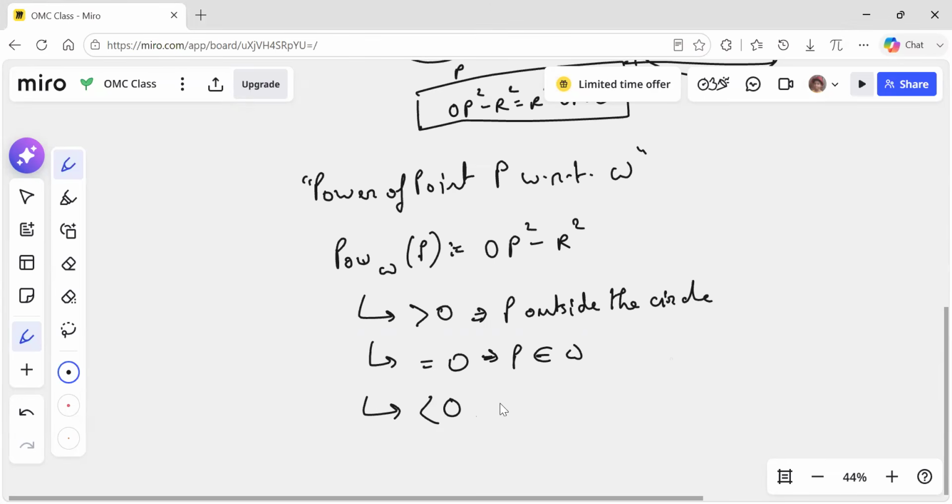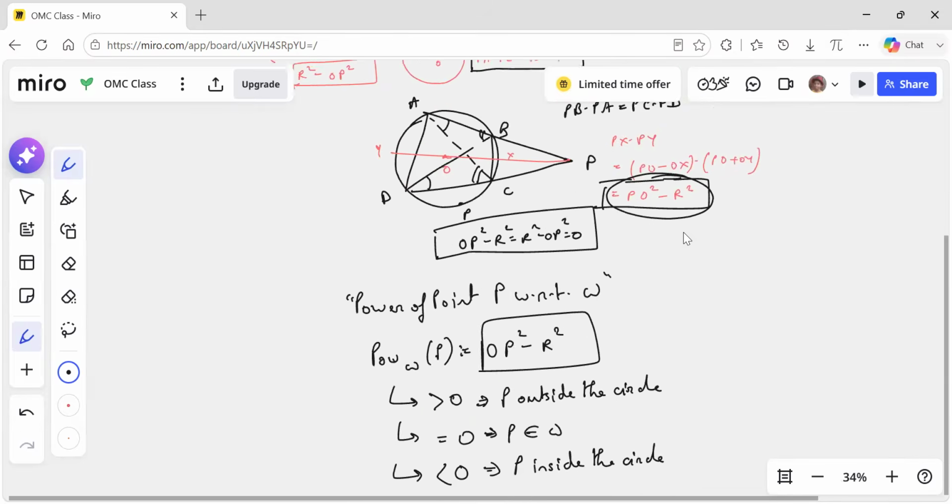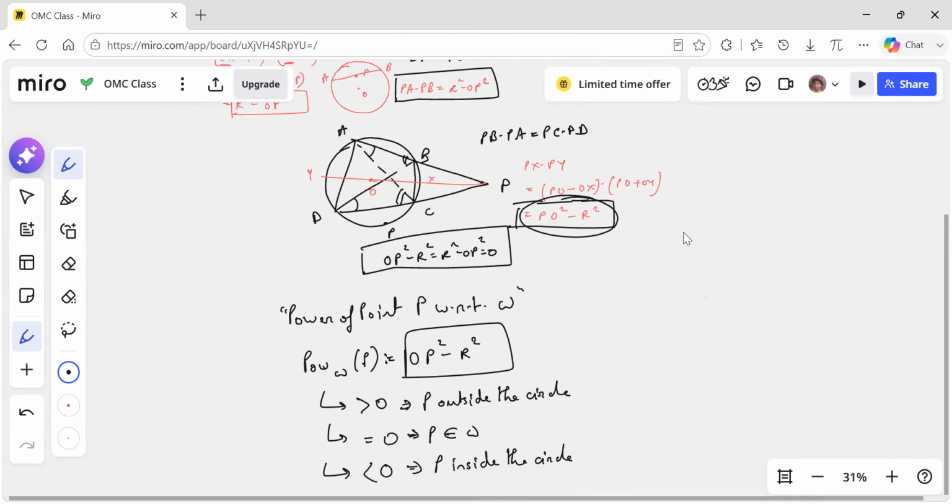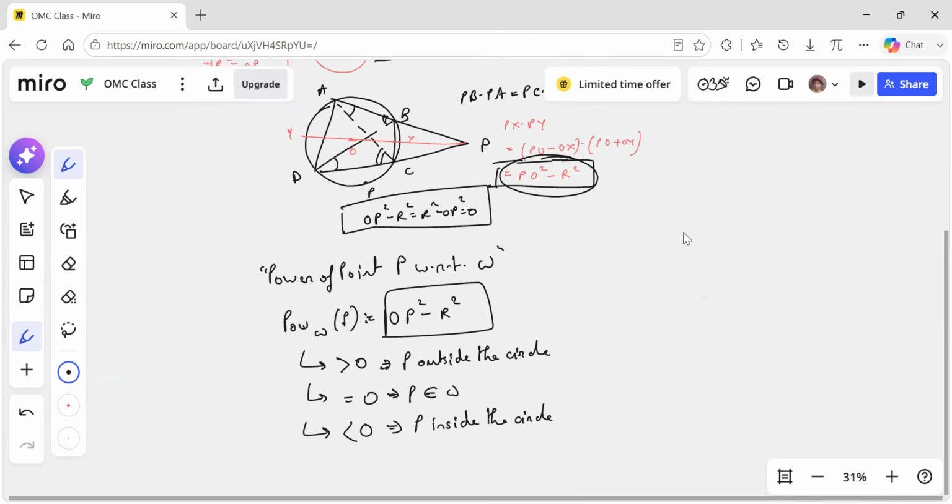And if this is less than 0, then I can say that the value is R square minus OP square, which is positive. In that case, P will be inside the circle. So based on what this value is, I can determine where P lies with respect to the circle. So is this part clear? I think I was a bit fast. Yes, clear. Okay, cool.